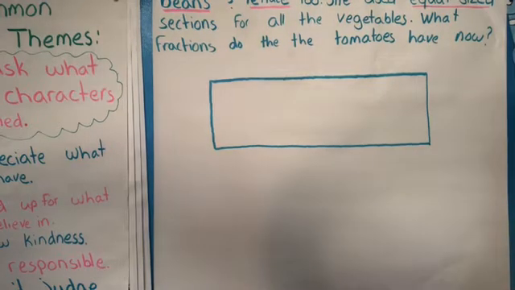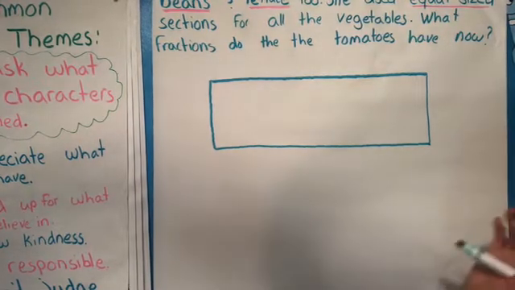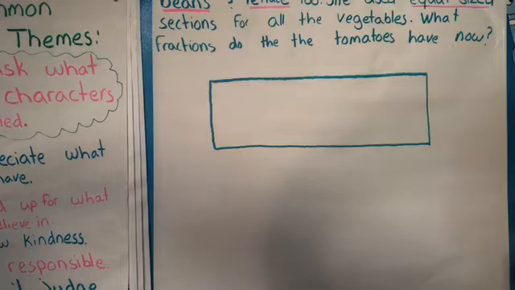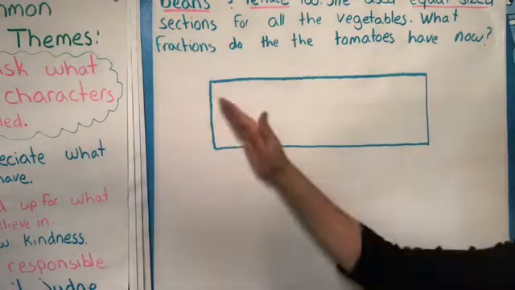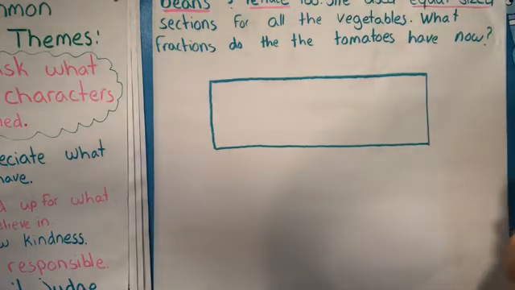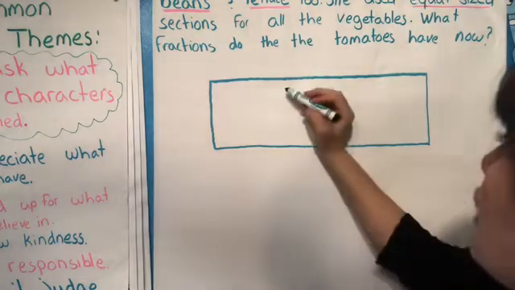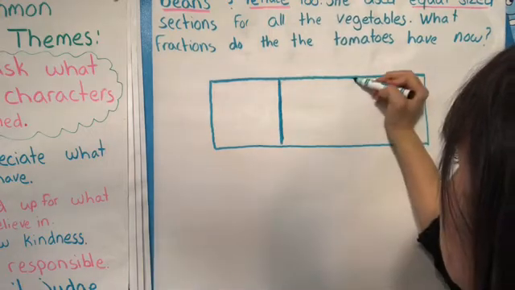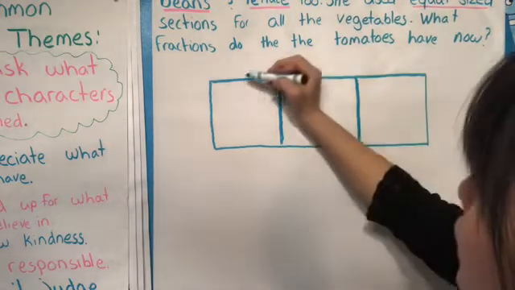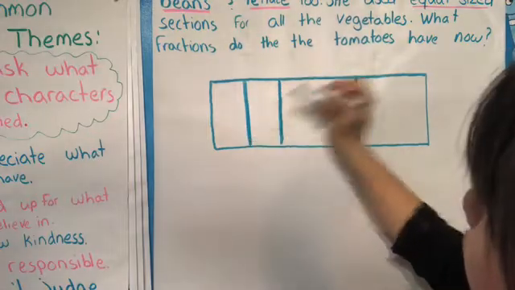4 sections plus 2 sections make how many sections? Say it. That's right. It makes 6 sections because 4 plus 2 is 6. So I need to now partition my garden, or Nell's mom's garden, into 6 pieces. I like to do that by starting to partition into thirds and then partitioning the thirds in half.